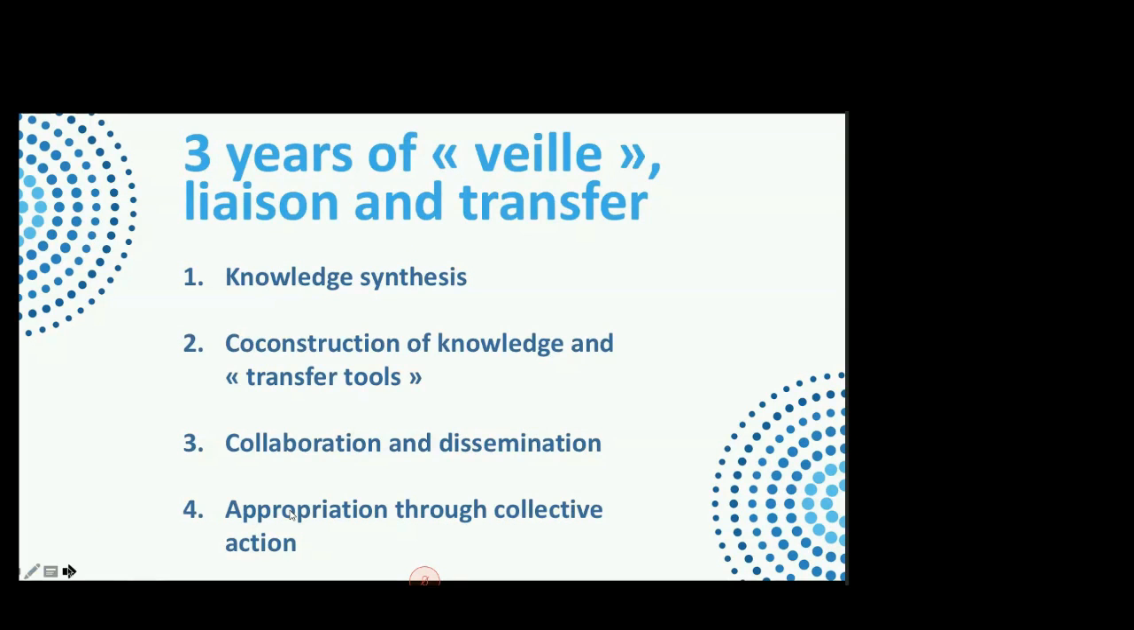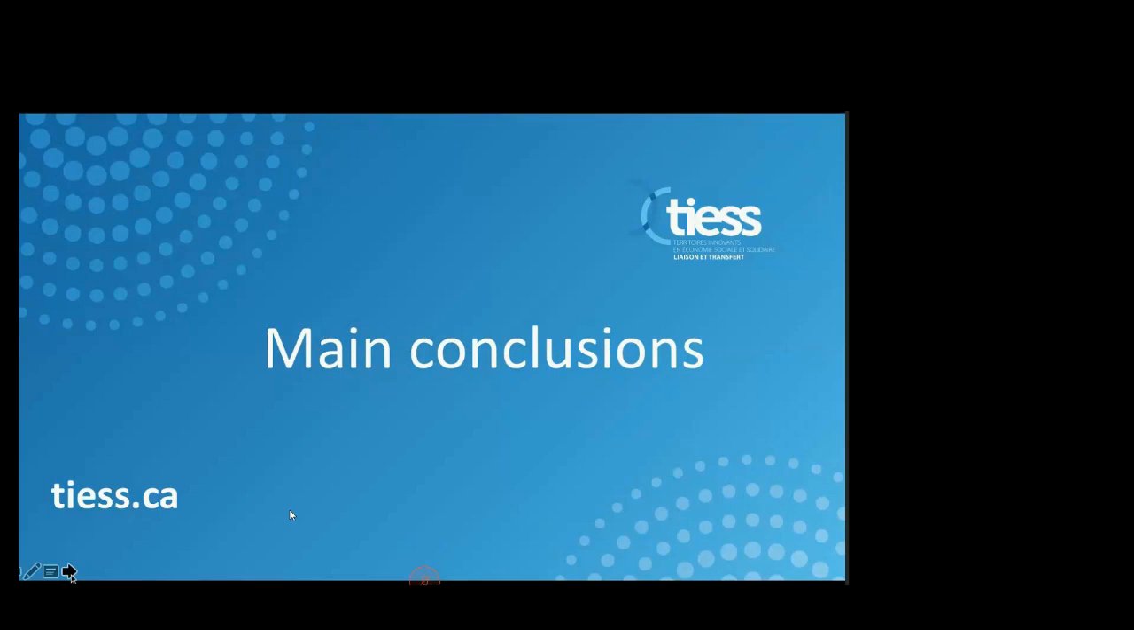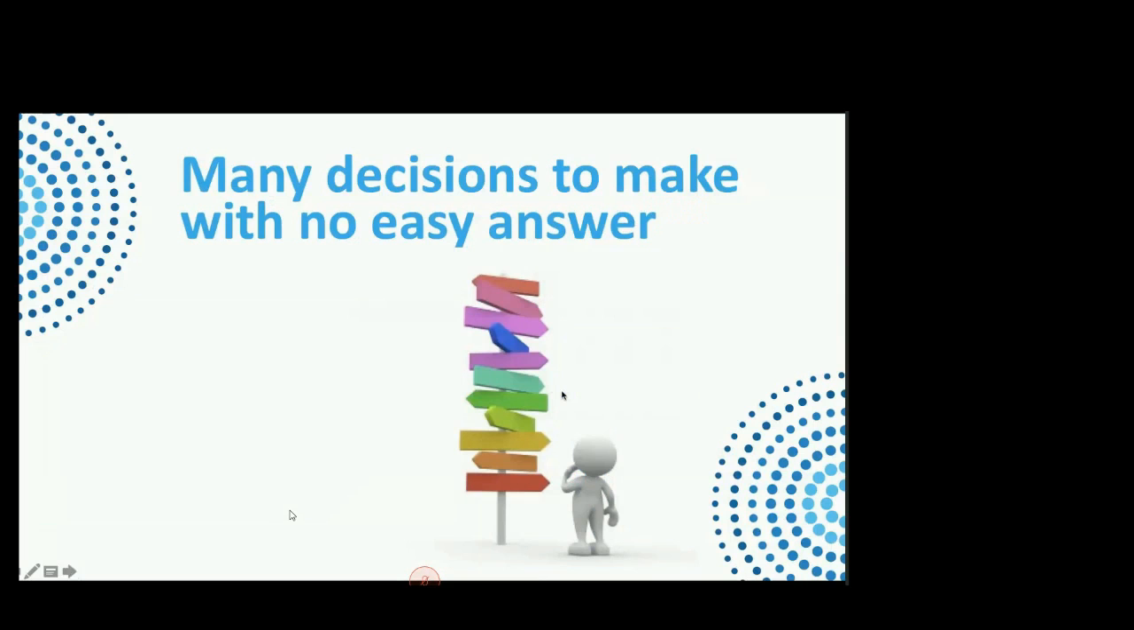Okay, main conclusions. So when actors on the field are standing at the evaluation crossroads, they're facing a lot of tough questions with no easy answers. And most importantly, with no one best answer. There is no best method, in our view, both optimal and universal for those who are questioning their impact and more broadly their value.